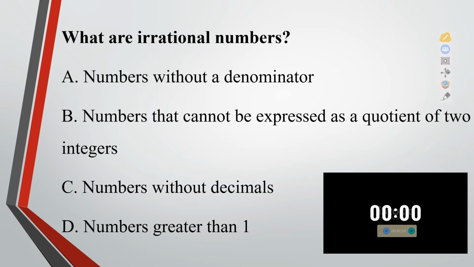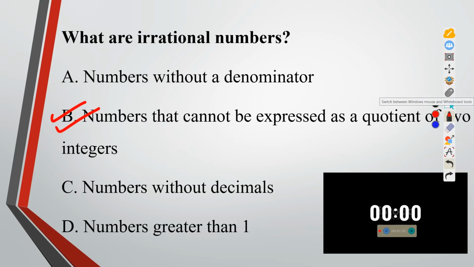This should now be very easy for us to answer. We are asking, what are irrational numbers? We talked about irrational numbers and rational numbers. So basically we said irrational numbers are those numbers that cannot be expressed as a quotient of 2 integers. So this should be easy to spot. So that is irrational numbers.